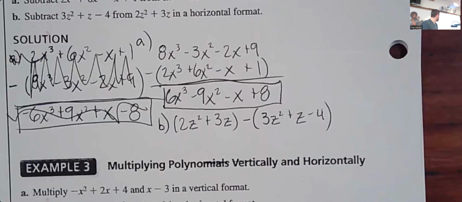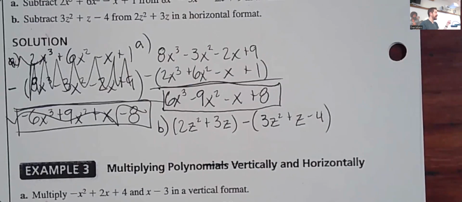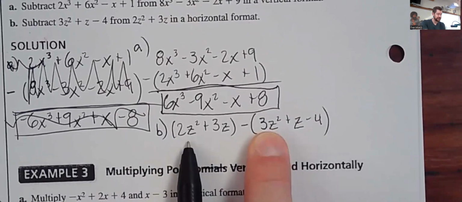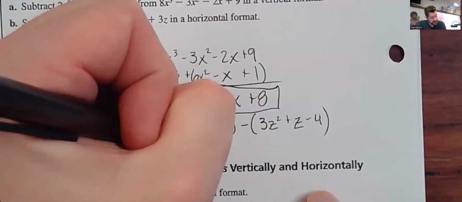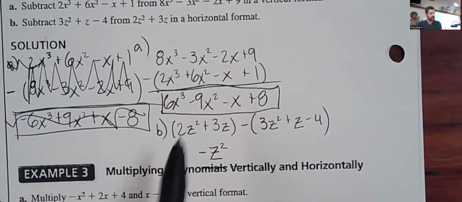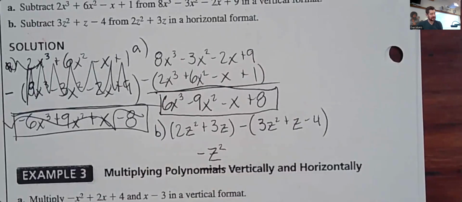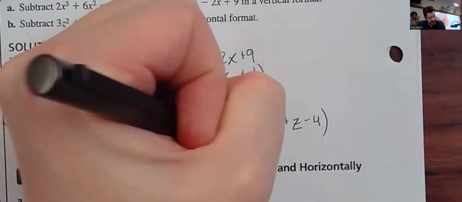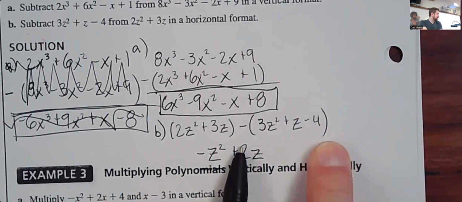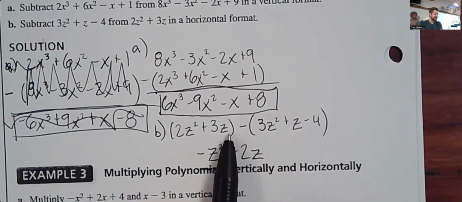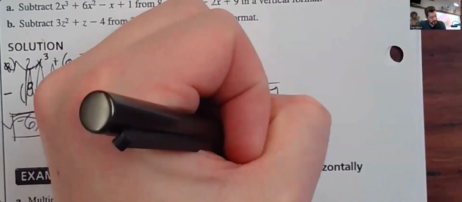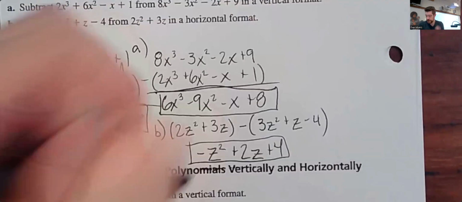And you can actually distribute it if you want to, or you just know that that has to be distributed, and then you can do the math that way. So for example, 2 minus 3 on the squareds would be negative 1. So negative 1z squared or minus z squared. 3 minus 1 is 2, so plus 2z. And then for the constant term, there is no constant in this first binomial, so we're going to take the opposite of negative 4, which is positive 4, so plus 4.